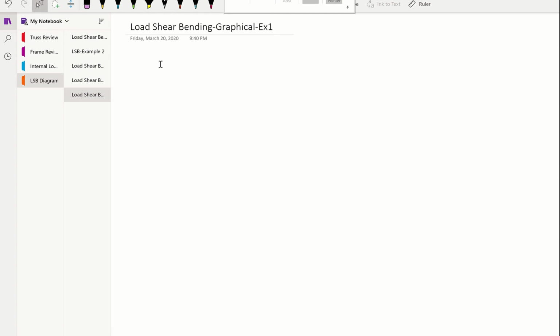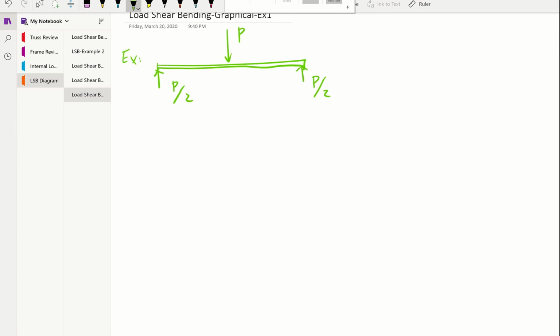If you still remember, in that video, we looked at a simply supported beam with a concentrated load in the middle, and we calculated the reaction supports as P/2 on each side due to symmetry. And our goal for this one is to directly draw the load, shear, bending diagram without making any cut, without solving any equilibrium equation, without any extra free body diagram, just directly using the rules for the graphical approach. All right, so let's try it.